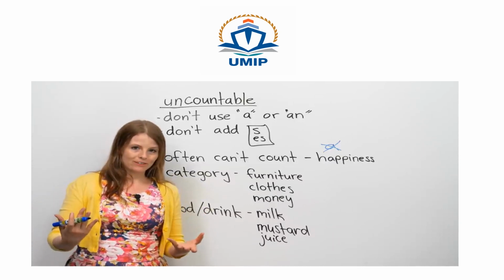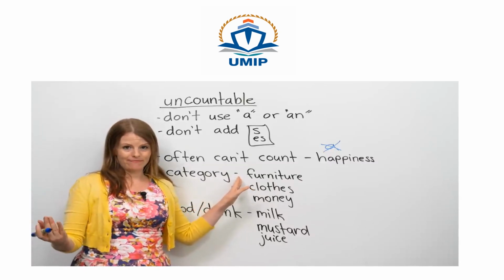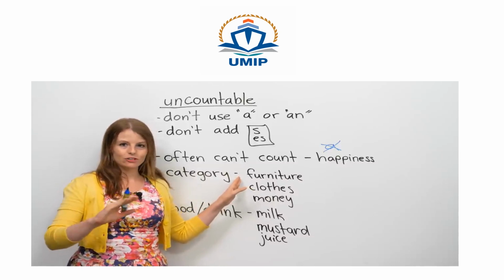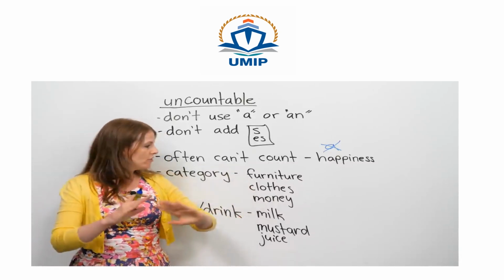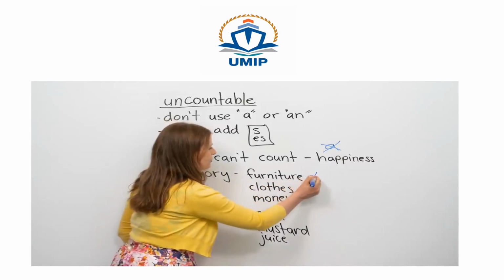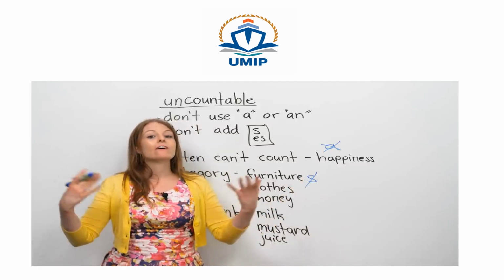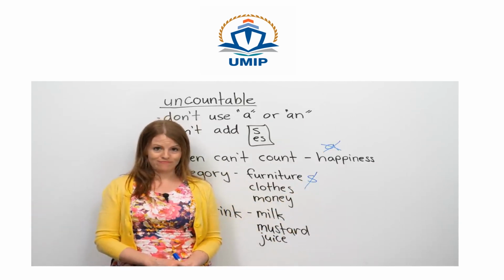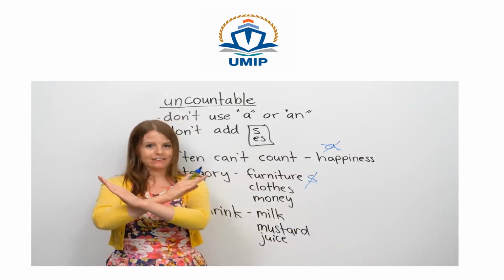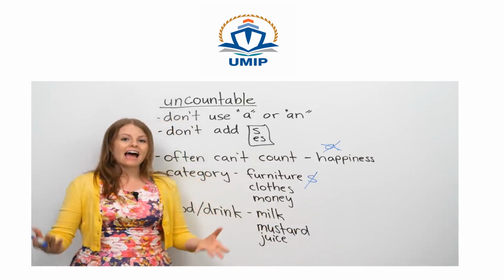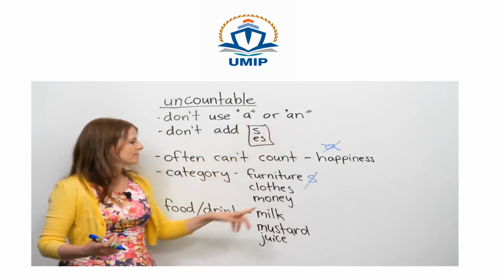So for example, furniture is an uncountable noun. In English, you don't count furniture. So you would not add an s to the word furniture. It's always the same. I have furniture at my house. I do not say I have a furniture. No, in English you can't do that. You say I have furniture. There is no a or an.